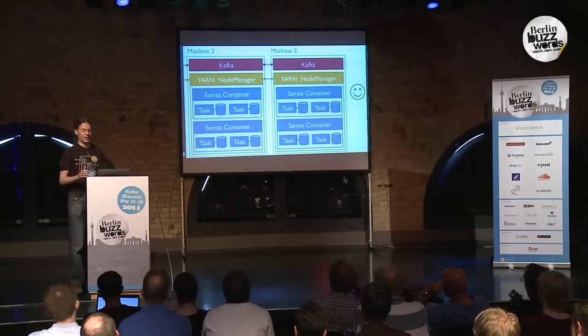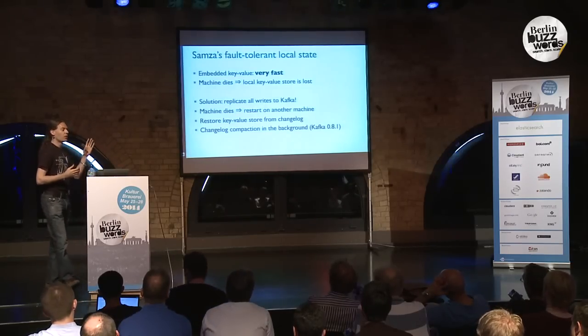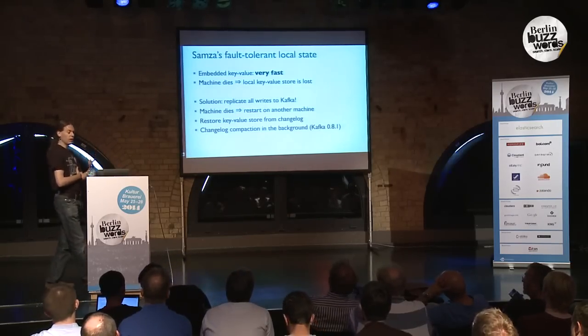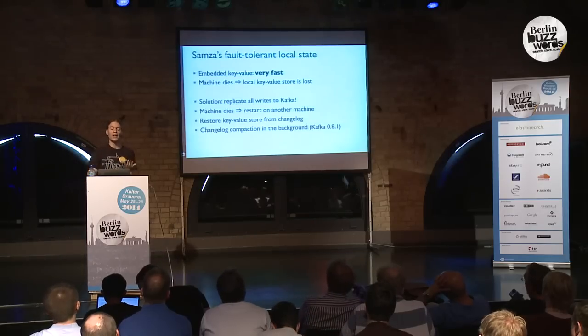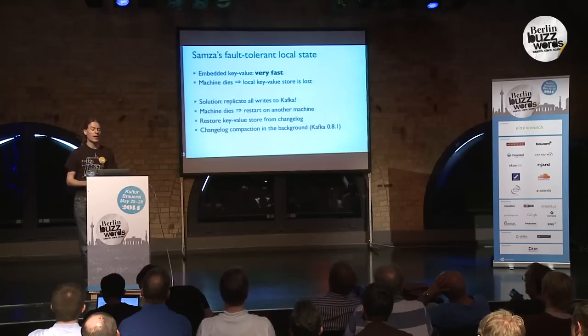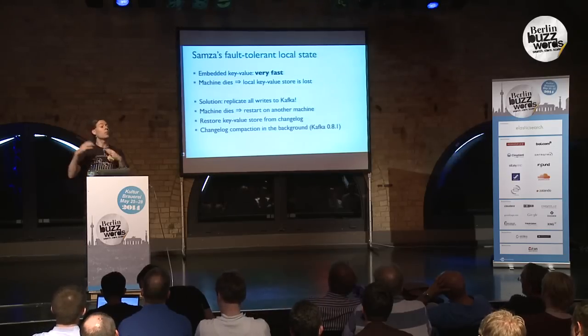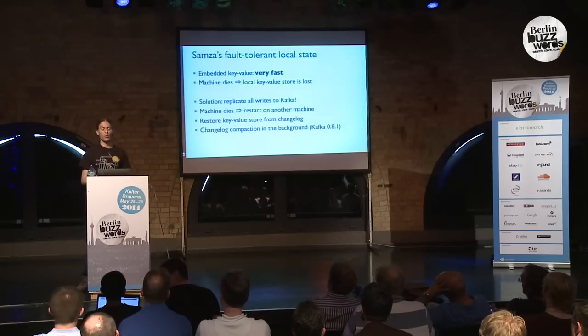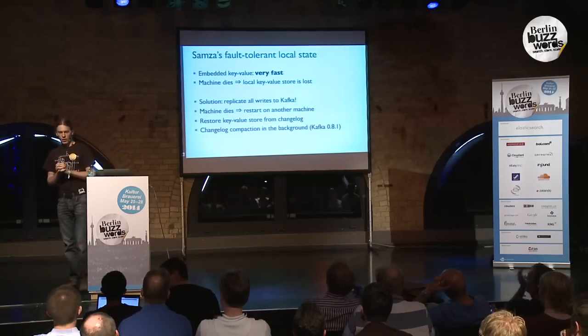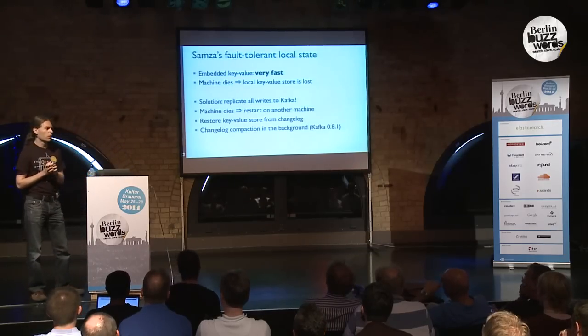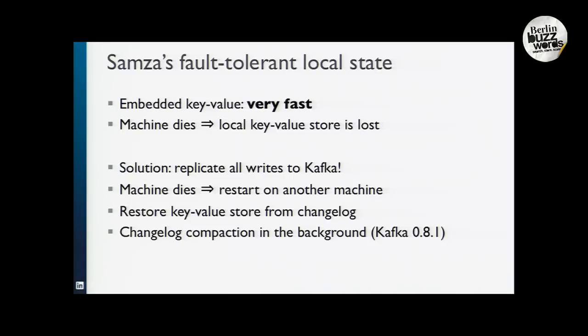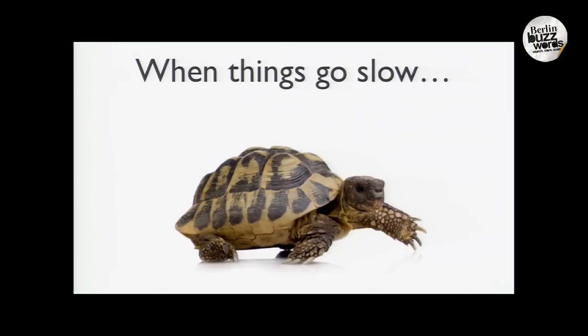So that's quite nice. Just to recap, the idea here is we replicate all of the writes to Kafka, we can restore from that, and compaction built into Kafka means that we don't end up using all the disk space in the world. So I was talking about fault tolerance. There's another aspect of fault tolerance that's not as often talked about as machines blowing up, but it's actually at least as important. And that is things go slow.